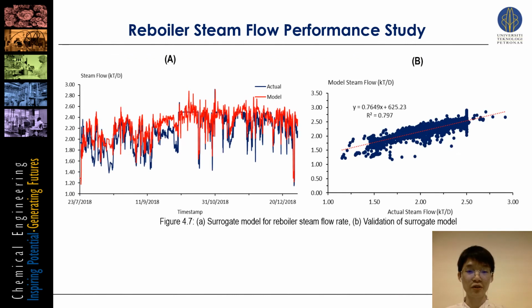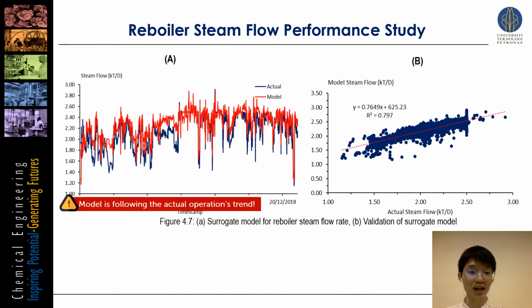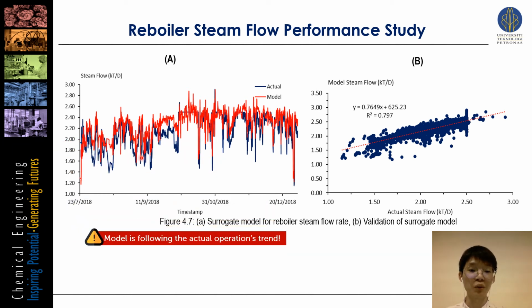Next, I present the surrogate model for the reboiler steam flow and also the validation for the surrogate model. From what we can see here, the red line is the model and the blue line is the actual, and it can be seen that the model is following the actual operating trend. In terms of the R-square, it is validated at around 0.797, which means that this reboiler steam flow MLR model is valid.